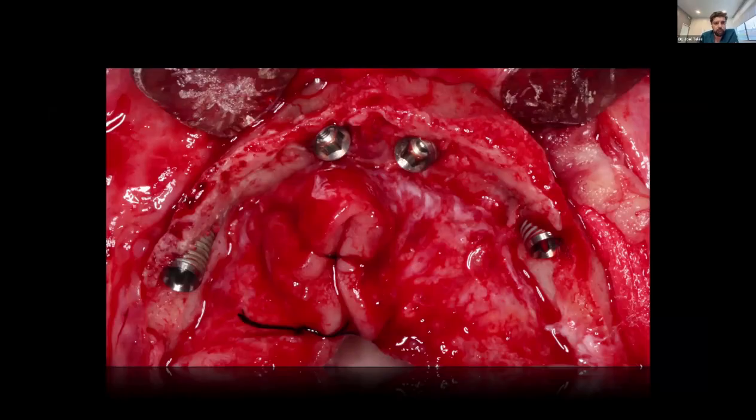That's exactly what we did here. We did a combination of two techniques. It's an all-on-4, but with a shelf technique, described by Jensen in 2010, and with an extreme palatal approach on all the implants.